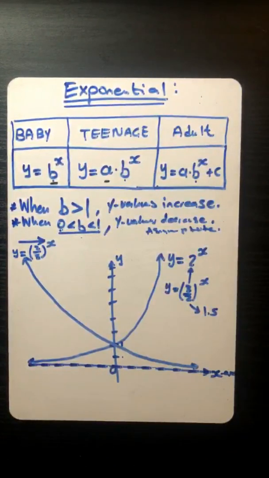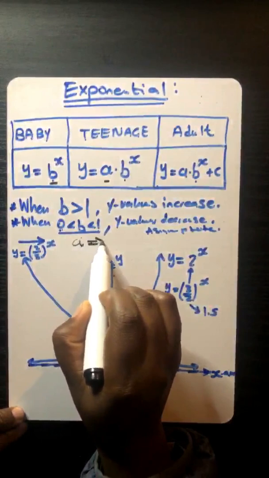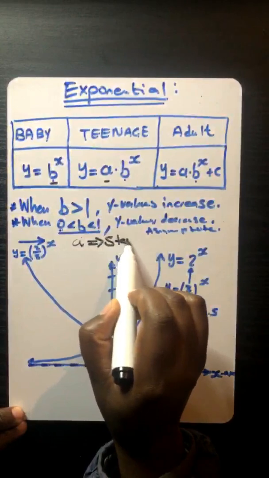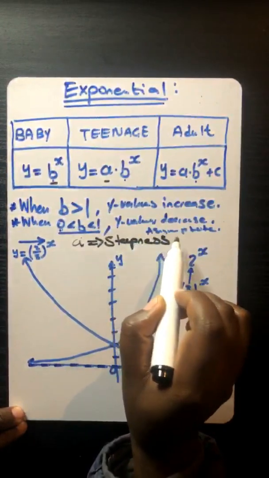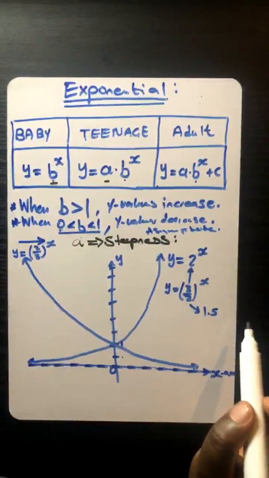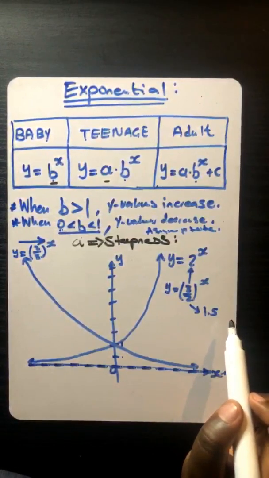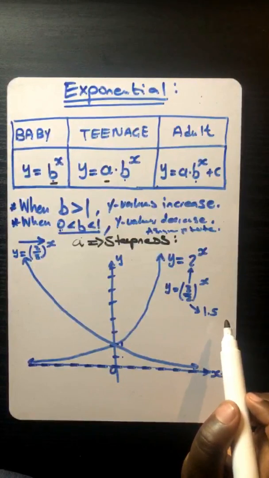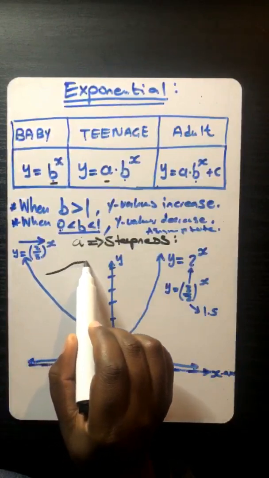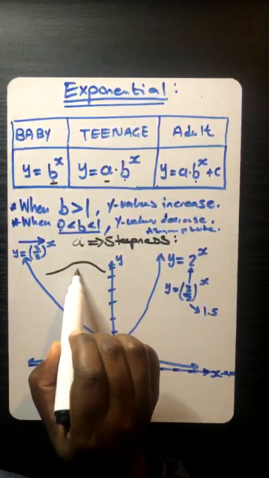The impact of the a value is nothing else but the steepness of the function. I just don't have space to write over there, but the a value has an influence or an impact on the steepness. So what exactly are we talking about when we talk about steepness? Let's think about Lerato's Mountain. How would Lerato's Mountain look? Let's say we've got that type of mountain over there.